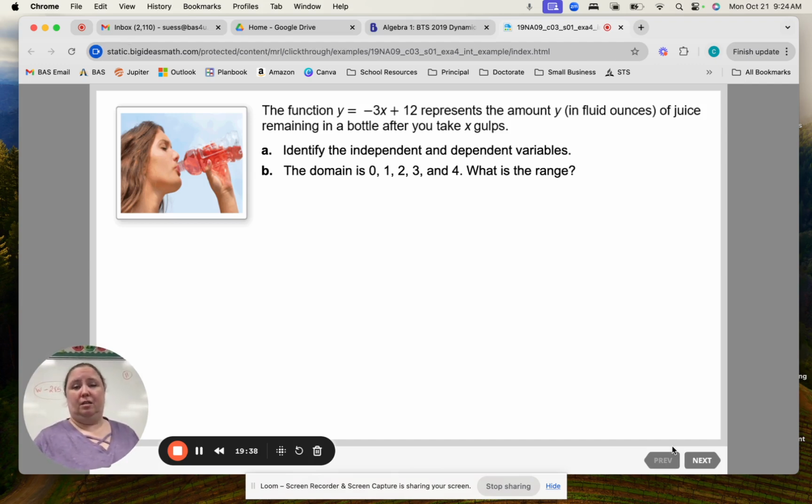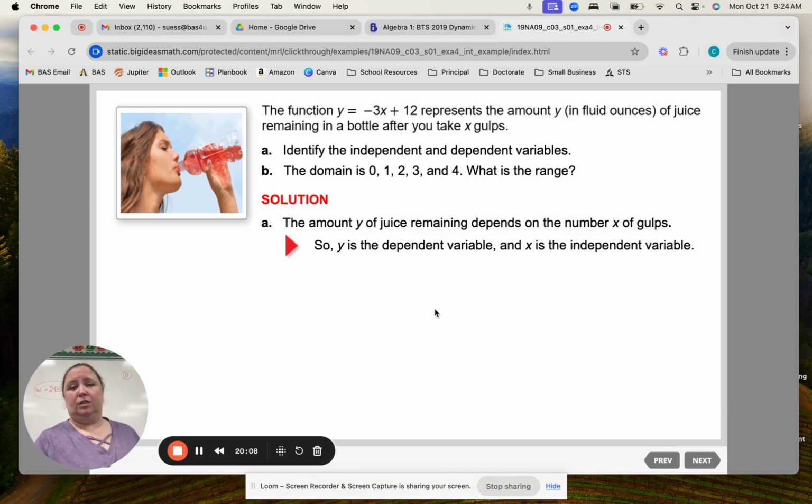The function y equals -3x plus 12 represents the amount of fluid ounces of juice remaining in a bottle after you take x number of gulps. Super random. We're going to identify the independent and dependent variable, and then they're telling you the domain, and you have to solve the range. So what is the independent variable? x. Zero, one, two. And the dependent variable, y.